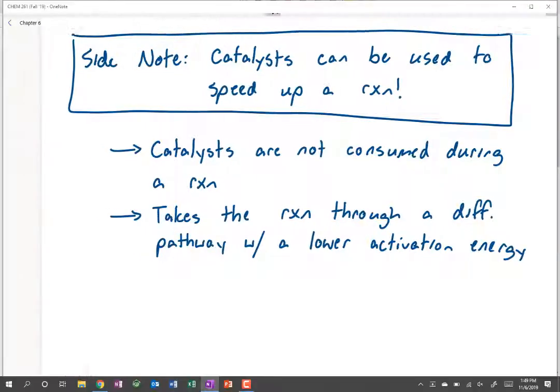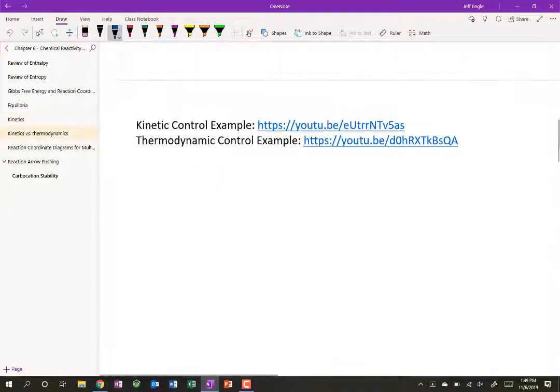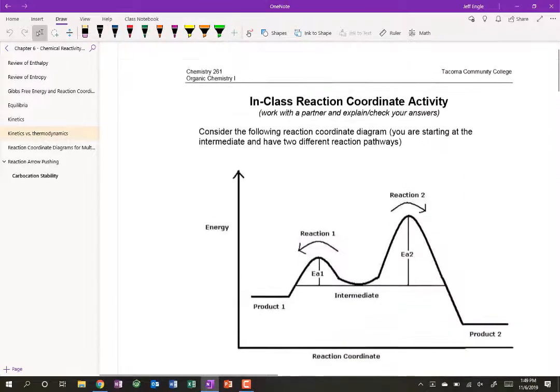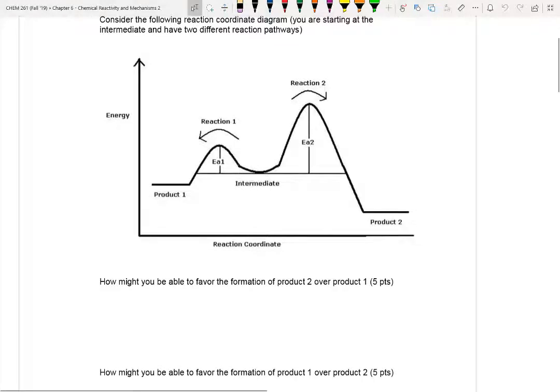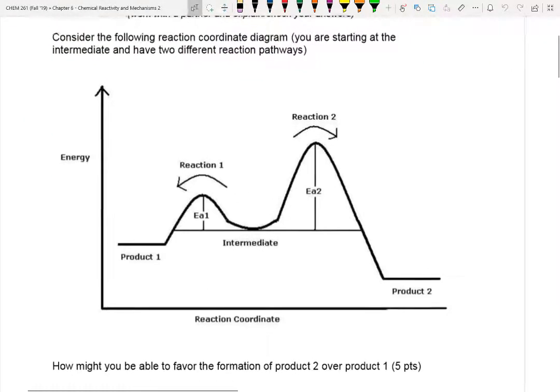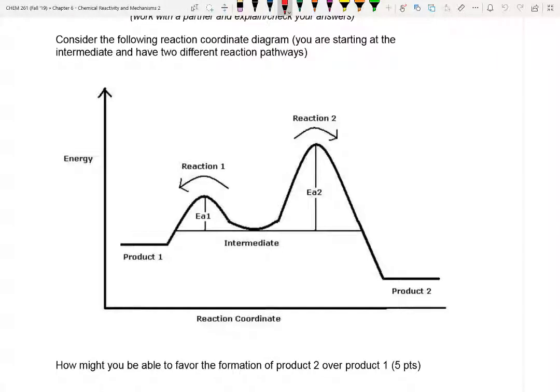So now I'm going to give you a theoretical problem to chew on. I didn't print this out for everybody, but you're more than welcome to draw this out. It's the following reaction coordinate diagram. Imagine being stuck in this intermediate well, and you have two options. You can either go over this path on the left, we'll call that reaction 1, or you can go this path on the right, we'll call that reaction 2. Does that make sense?